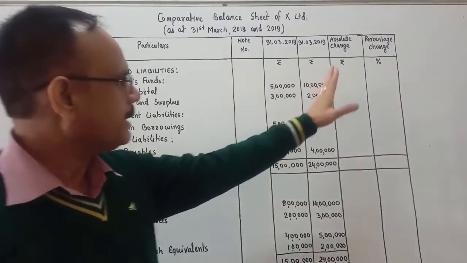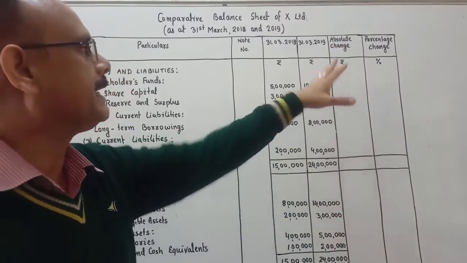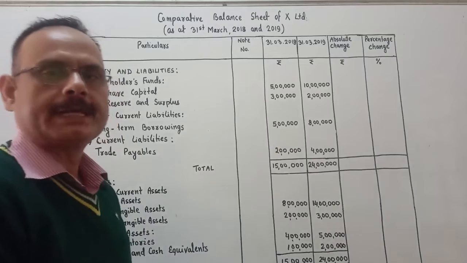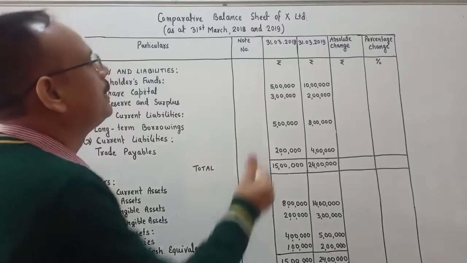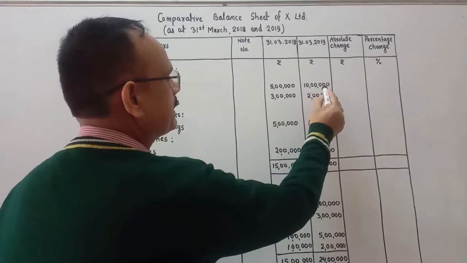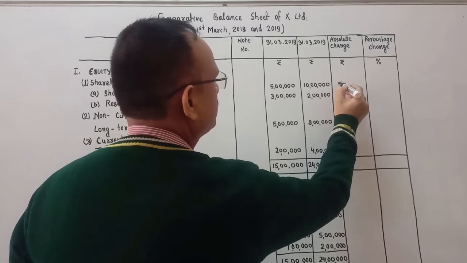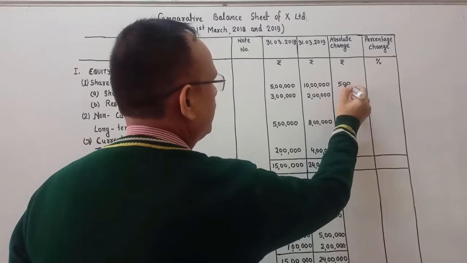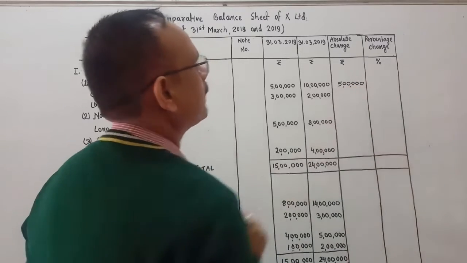Now the main calculation starts from here in this question, absolute change. So in absolute change, you see, in 2018 it is 5 lakh and in 2019 it is 10 lakhs. So it is increased by 5 lakhs. So write it, 5 lakhs. It is increased by 5 lakhs.